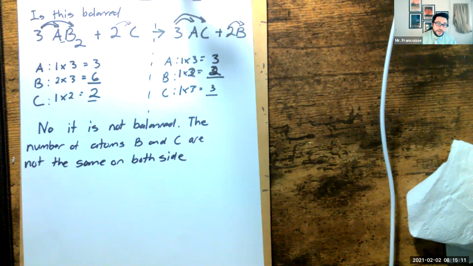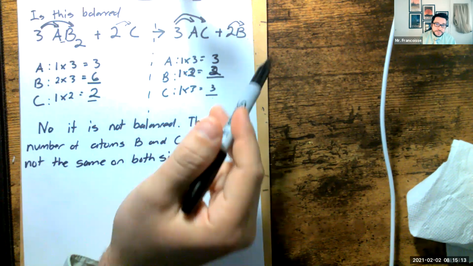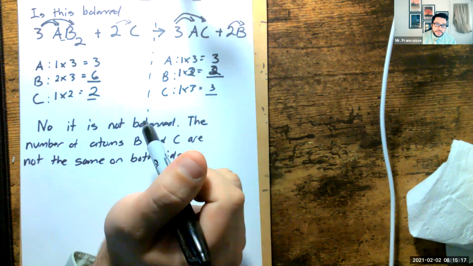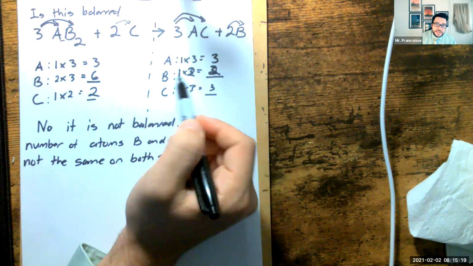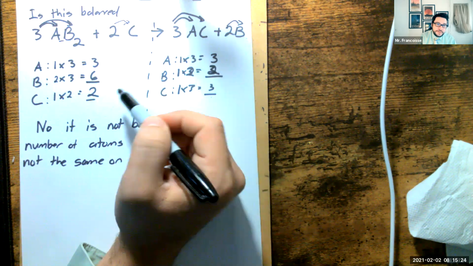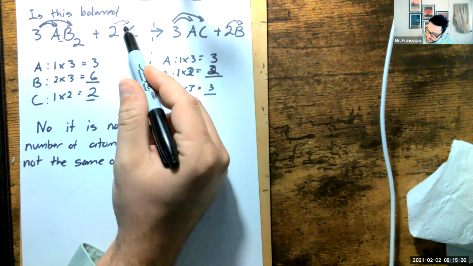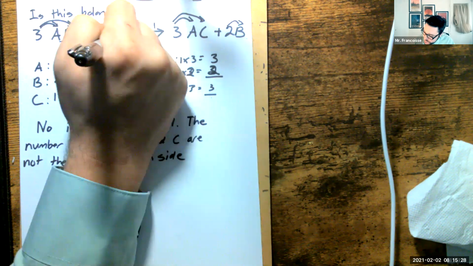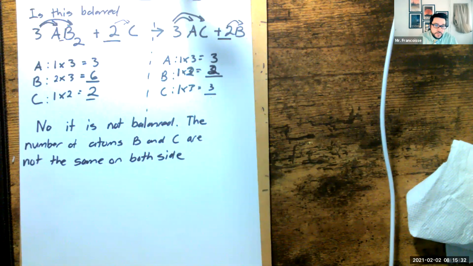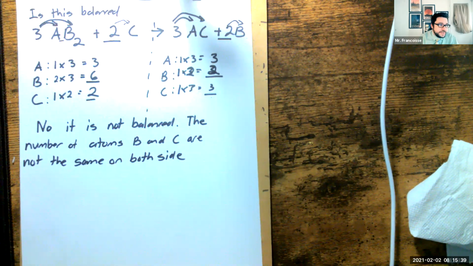If we wanted to, we can balance it by changing the coefficients. So we can easily put a 6 here to fix that. And we can easily put a 3 here to fix this. So we can replace these coefficients in order to make it balanced. But in this current case, it's not. Oh, and I'll stop sharing results.